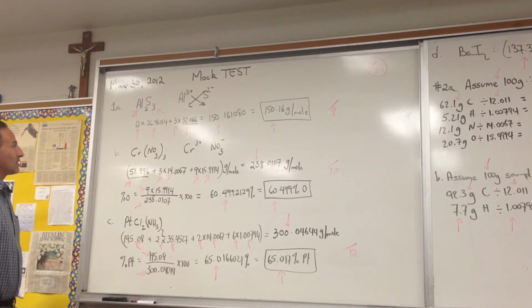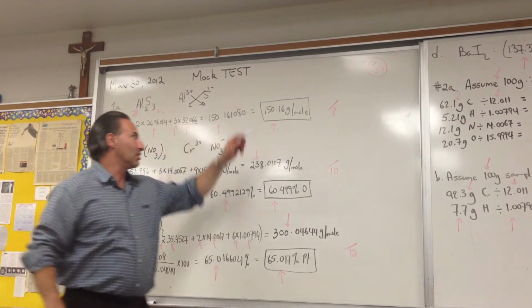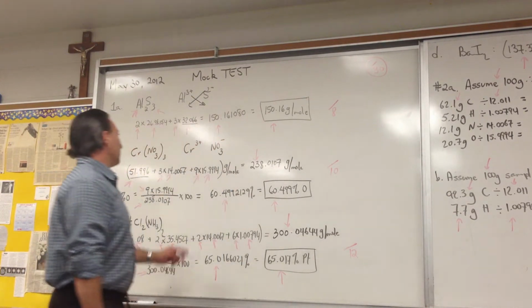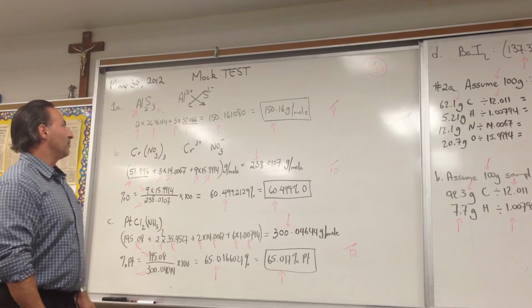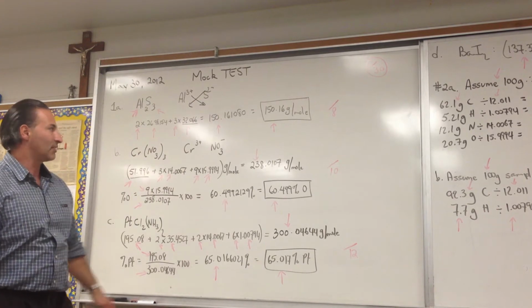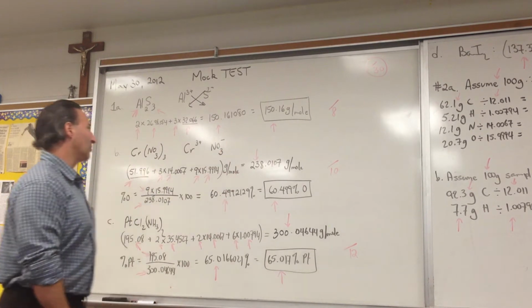To find its molar mass, 2 times the molar mass of aluminum, 3 times the mass of sulfur gives you a total of 150.1608. You're only allowed 5 significant figures because sulfur is reported to only 5 significant figures of accuracy, so the final answer has to be 150.16.